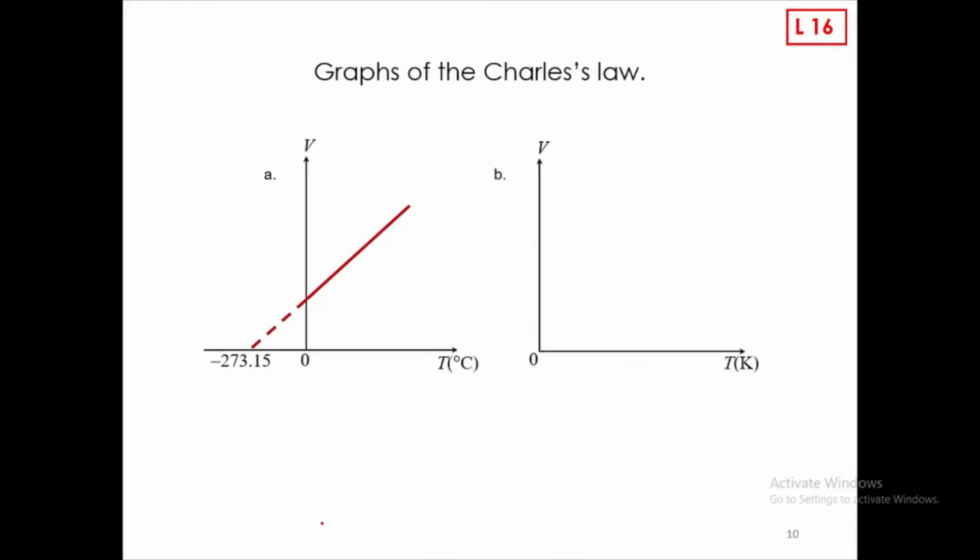So this is the graph for Charles law. If volume is against temperature in degrees Celsius, we need to extrapolate the graph until we get 0 Kelvin equal to negative 273.15 degrees Celsius. If the formula is volume over temperature in Kelvin, we will get a straight line graph passing through the origin.